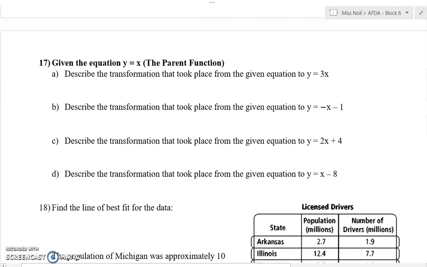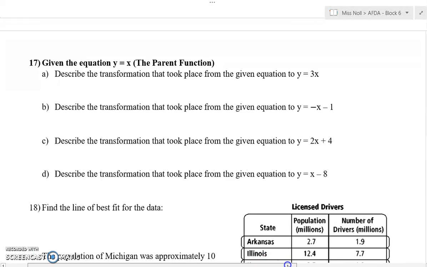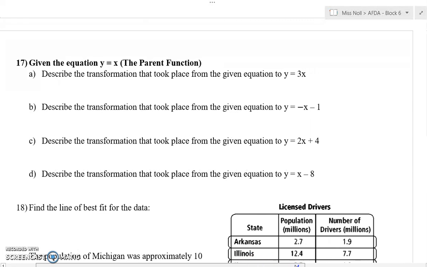Now number 17. So we're given that y equals x is the parent function for any linear equation. And that's always true. Y equals x is the parent function anytime you have a linear graph. So there's like 3 different ways that you can transform linear functions, right? You can dilate them, so that's changing the slope. So any number that you put in front of x will change the slope. If that number is greater than 1, it's going to stretch the slope, it's going to make it a steeper slope. If it's a number that's a fraction less than 1, then that is going to compress the slope, or compress the graph and make the slope more gradual.